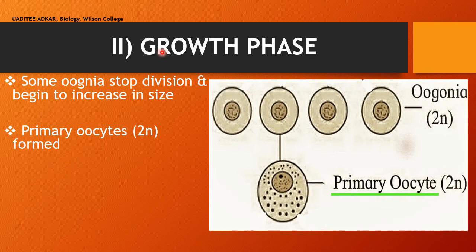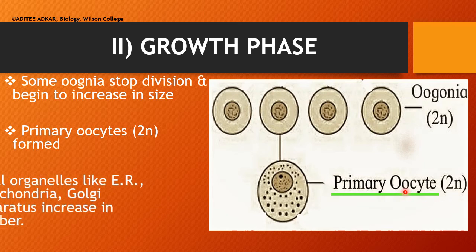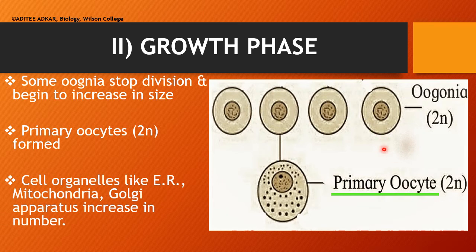The next phase of oogenesis is the growth phase. In this phase, the oogonia stop division and start increasing or growing in size. They form cells which are known as primary oocytes. Note that there is no cell division taking place in this phase. Only there is an increase in size or growth of the cells. Hence, the chromosome number does not change here. The primary oocytes are also diploid. In the primary oocytes, there is an increase in number of the cell organelles such as the endoplasmic reticulum, the Golgi complex, and the mitochondria.